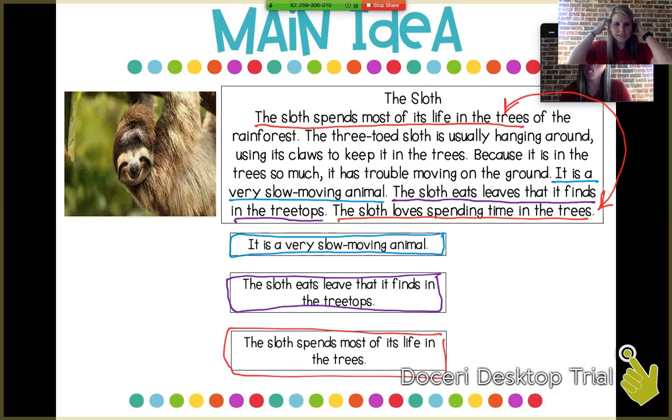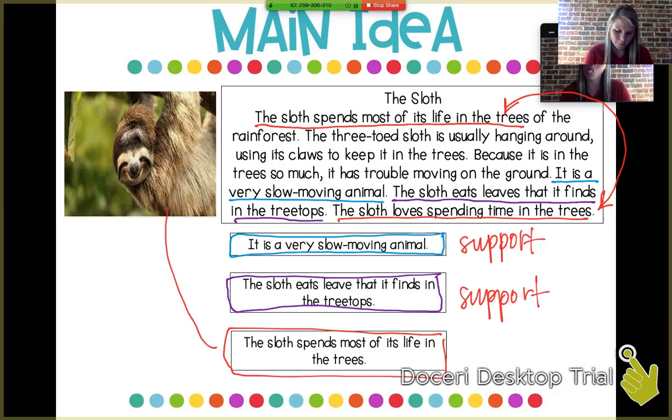So based on what we just read, and like we discussed, we don't think the whole paragraph was about it being a very slow-moving animal. So this might just be one of my supporting details. The second one, the sloth eats leaves that it finds in the treetops, we didn't think the whole paragraph was about that. So again, that's going to be another supporting detail because it does mention both of those things in there. But this last one, the sloth spends most of its time in the trees.